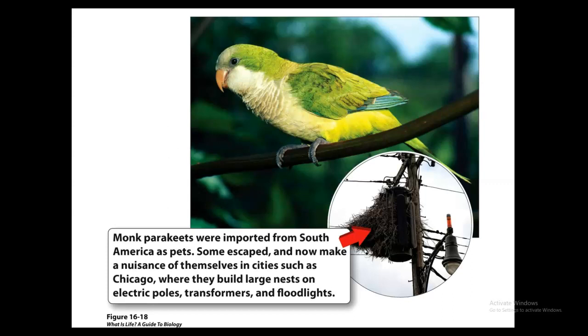Two characteristics that make these invasive species dangerous is that they basically have no predators, and so they're able to grow unchecked. Here we see a monk parakeet. These were imported from South America as pets because they're cute. Lots of people liked them, nice bright colors, but unfortunately some escaped, and now they're a nuisance to cities. Here we see in Chicago that they've built large nests on electric poles, transformers, and floodlights, and it could actually cause damage to our infrastructure.